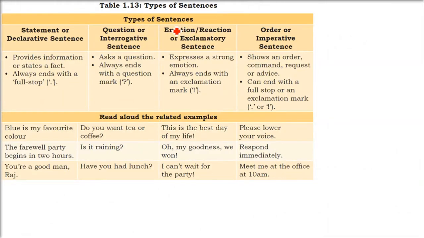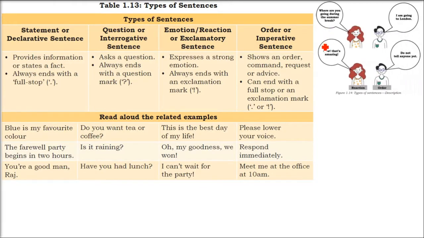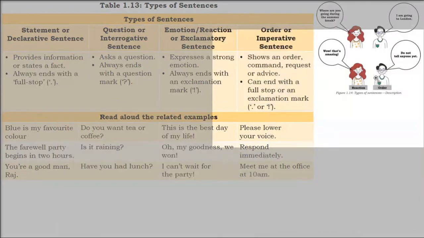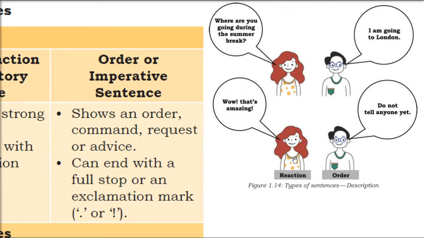What are the types of sentences? So we have 4 types of sentences. Main 4 categories of sentences. Declarative sentences or statement. Question or interrogative sentence. Emotion, reaction or exclamatory sentence. Order or imperative sentence. So let me take first example.